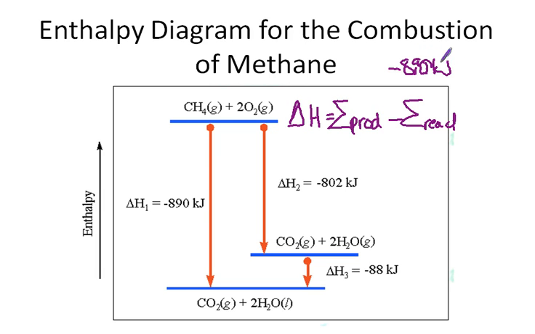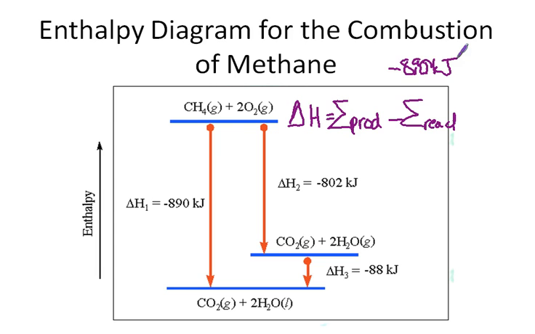Negative 890 kilojoules. Okay? It was negative. That's the important part. It was negative. Okay? So if it was negative, does that mean there was more enthalpy for the products or more enthalpy for the reactants? Well, let's take a look at it.